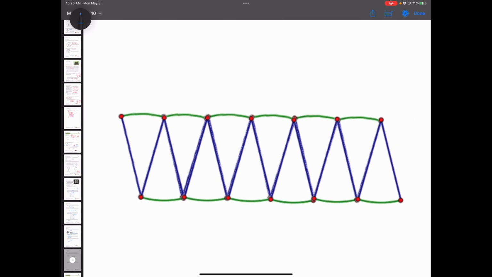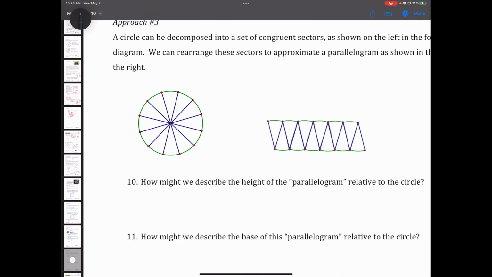Wait, focus in here, you two. Focus in here. Thank you.